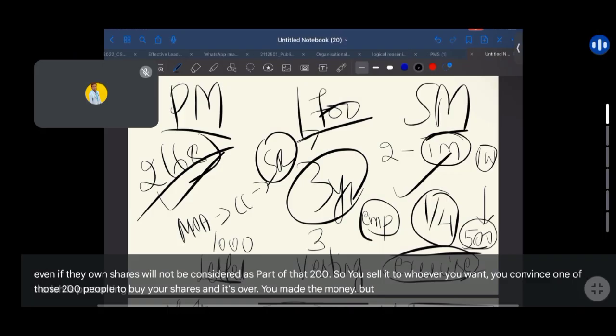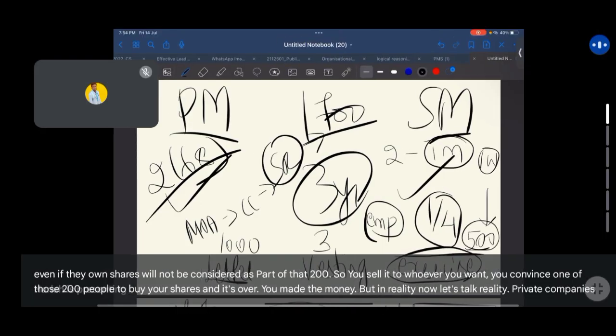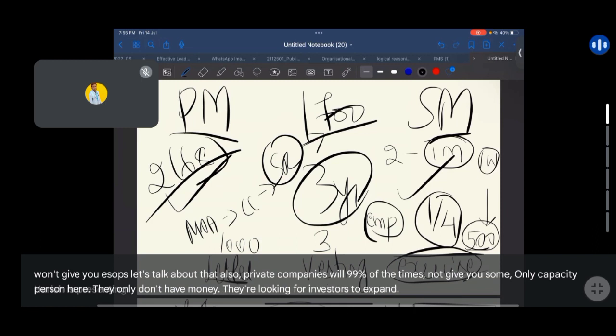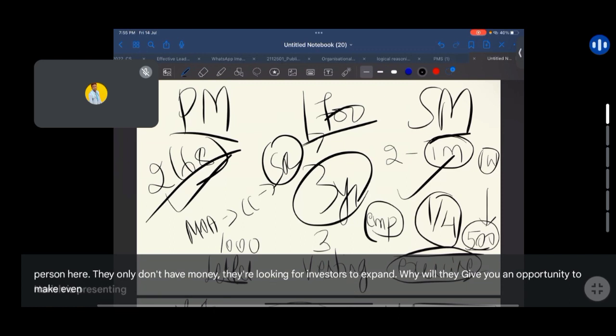But in reality, now let's talk reality. Private companies won't give you ESOPs. Let's talk about that also. Private companies will 99% of the times not give you ESOP. They only don't have money. They're looking for investors to expand. Why will they give you an opportunity to make even more money than your salary? These are all perquisites, right? So, yeah, most private companies don't. Listed companies will.